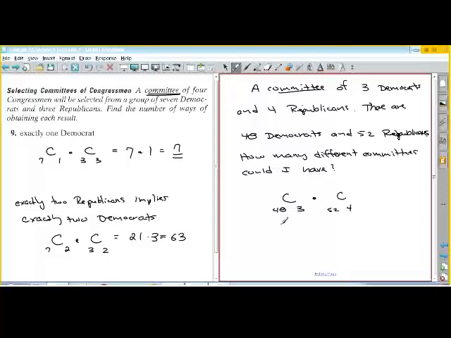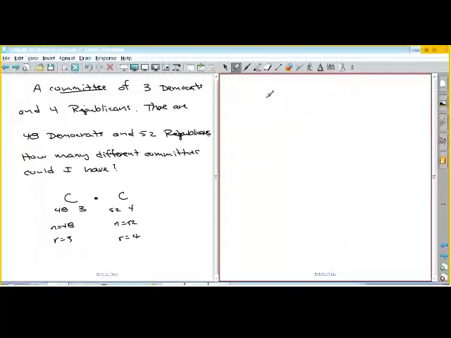Now, I can't use Pascal's triangle for this. In the first case, n equals 48, r equals 3. Here, n equals 52, r equals 4. So now we just plug stuff in. We'd have 48 factorial divided by 3 factorial times 48 minus 3 factorial. That's the first one. And the second part is 52 factorial divided by 4 factorial times 52 minus 4 factorial.